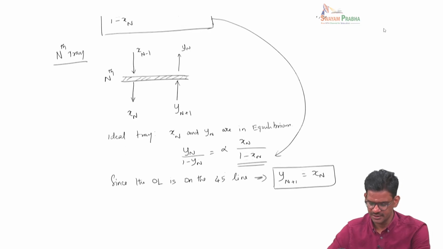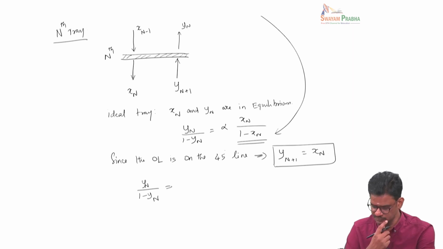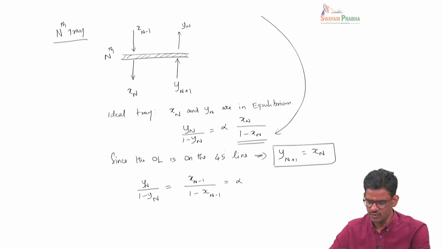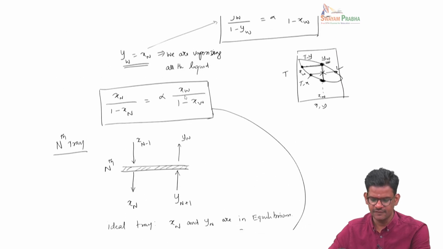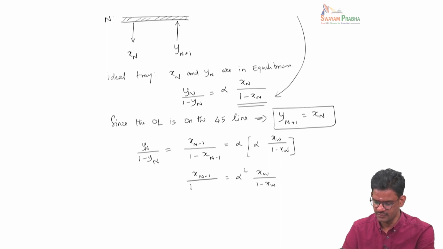So let us write here yn by 1 minus yn. This can be written as xn minus 1 by 1 minus xn minus 1, that is equal to alpha times this xn by 1 minus xn, which is nothing but alpha times xw by 1 minus xw. So you get alpha square times xw by 1 minus xw. This is the value of xn minus 1 by 1 minus xn minus 1.